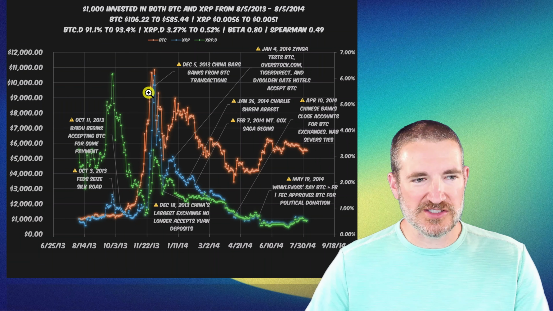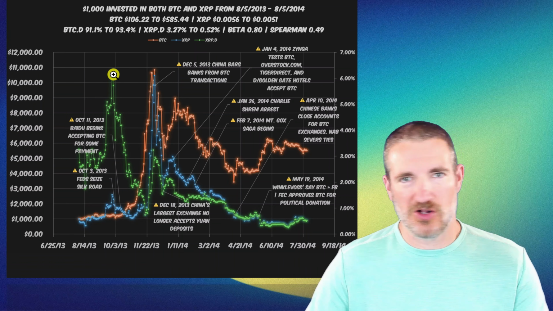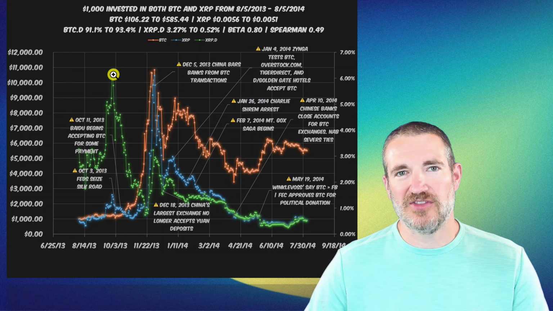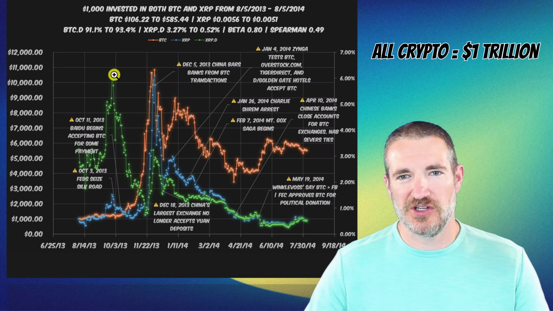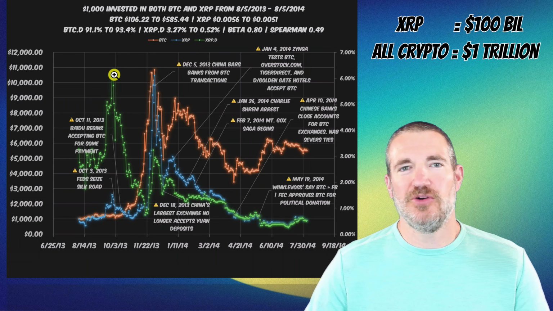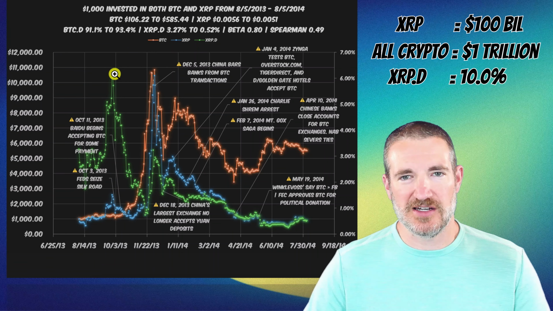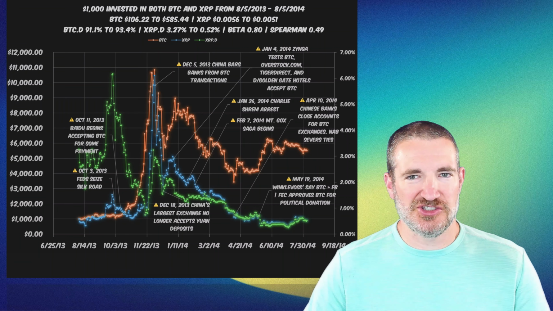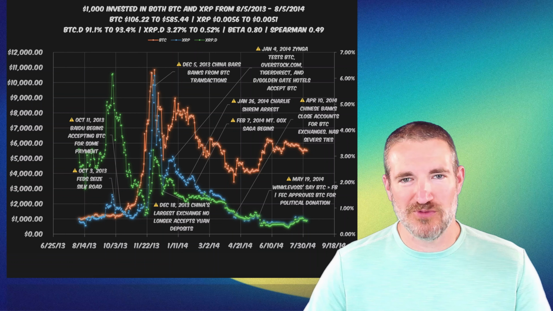The way this is calculated, you literally just take the market cap of XRP and divide that by the market cap of the entire crypto market. So as an example, if the entire crypto market was worth $1 trillion, and let's just say at that moment XRP was worth 100 billion, that would be a 10% XRP dominance, or XRP.D. XRP's dominance doesn't just change when XRP's price goes up or down. It changes when Bitcoin and the rest of the crypto market move also.